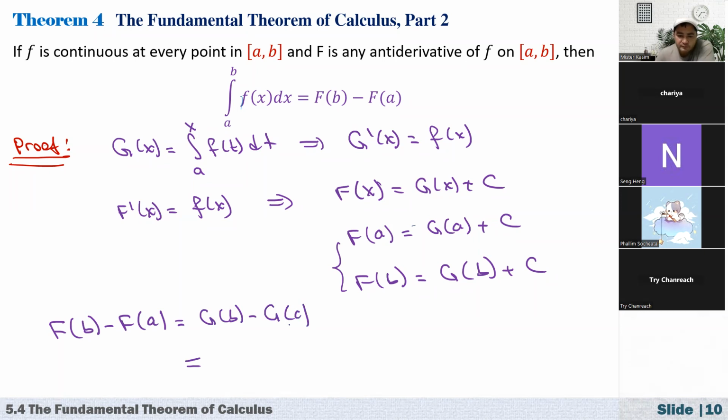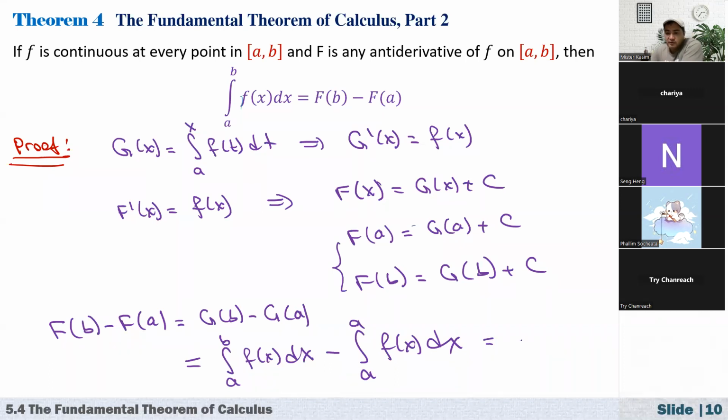Sorry, g of a. And what is g of b? G of b is equal to the integral from a to b of f of x dx, right? And minus, how about g of a? It's the integral from a to a of f of x dx, and this integral from a to a we know is equal to 0. So on the right-hand side now, we have the integral from a to b of f of x dx.